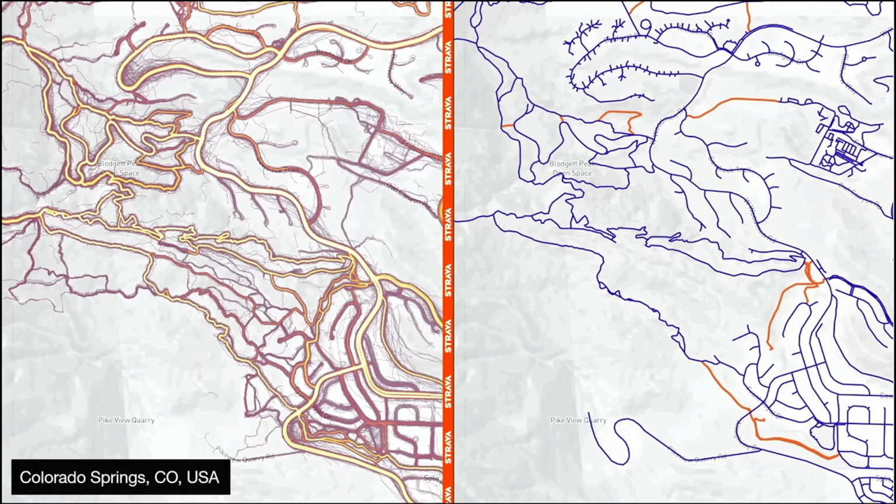So in Colorado Springs, you can see some of the roads the heat map generated. If you look closely, you'll notice that the orange lines on the right are representative of where there's heat on the left, but no roads drawn.